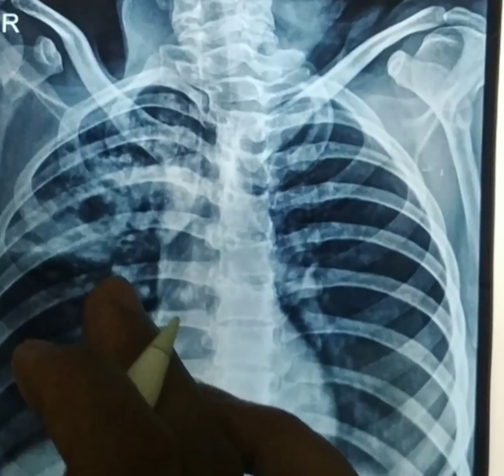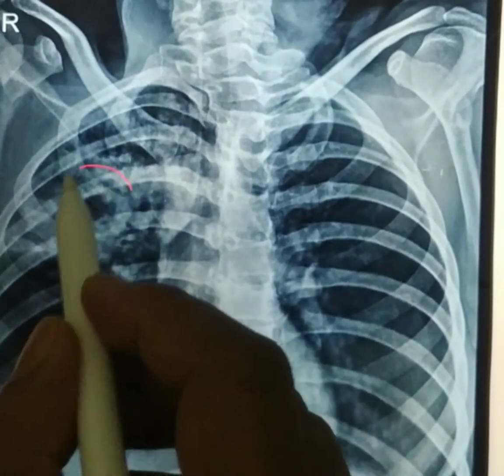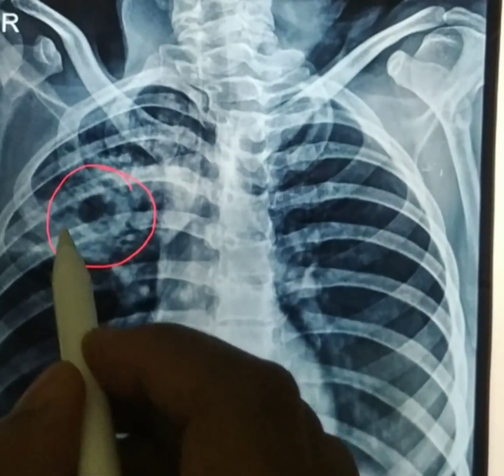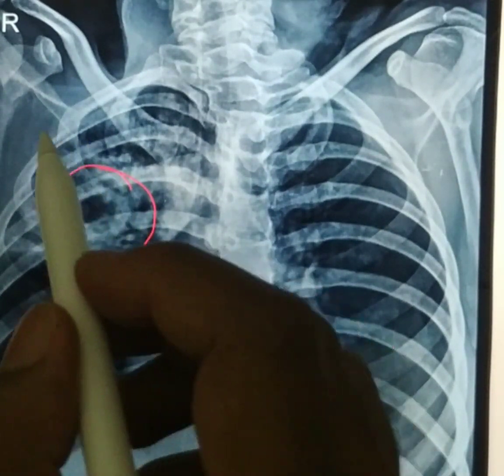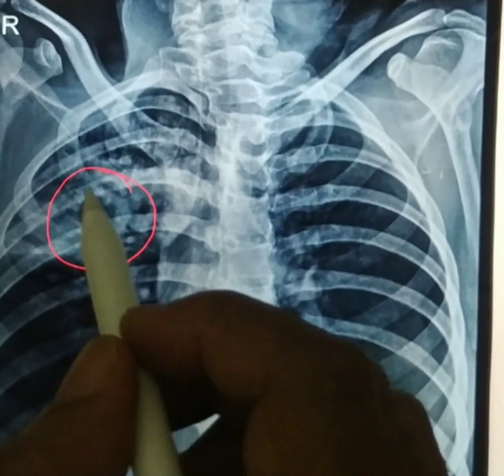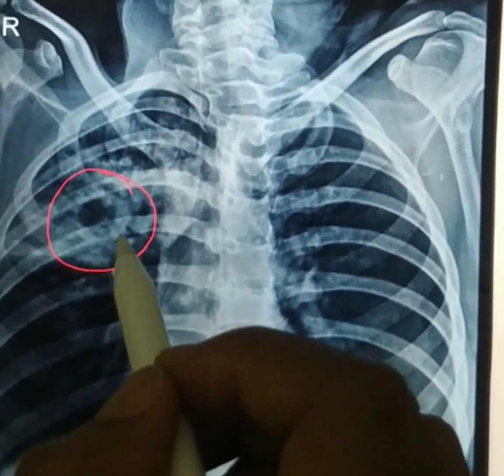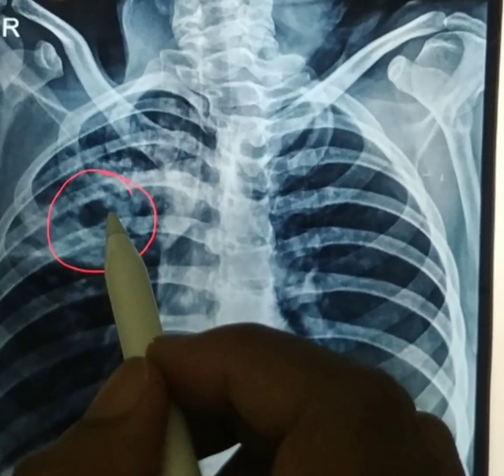In this next X-ray, you can also appreciate the cavity in right upper zone with the surrounding area of consolidation or infiltrates. This black round is the cavity with the surrounding consolidation.